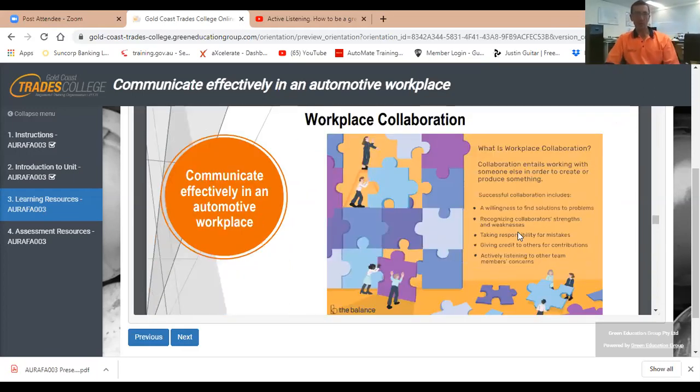When collaborating in a workplace, collaboration entails working with someone else in order to create or produce something. In an automotive workshop context, you might be working on the same car with somebody. It might be a big job, and you might get it done a little bit quicker. So you might need to collaborate with that person. You might need a willingness to find solutions to problems, recognizing the strengths and weaknesses of both parties, taking responsibility for any mistakes you might make, giving credit to others for their contribution, and actively listening to the other team members' concerns. So, workplace collaboration, a few tips there.